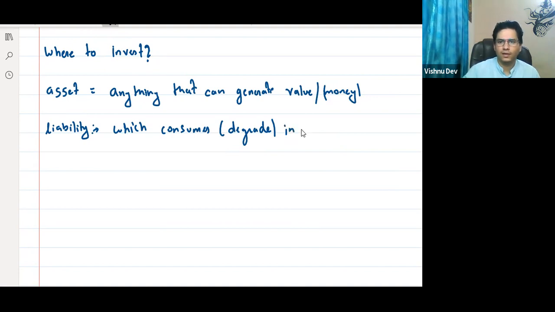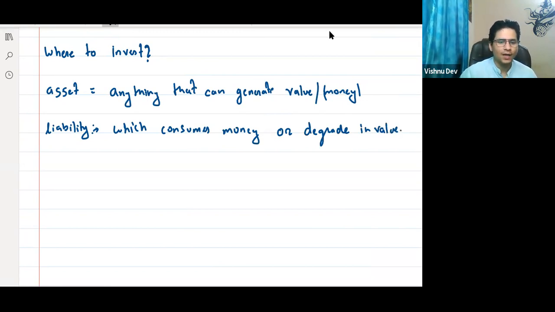I'll just write this. Liability consumes money or degrades in value. Sir, so can we say that a car is a liability? Okay. Now, gold is an asset, right?